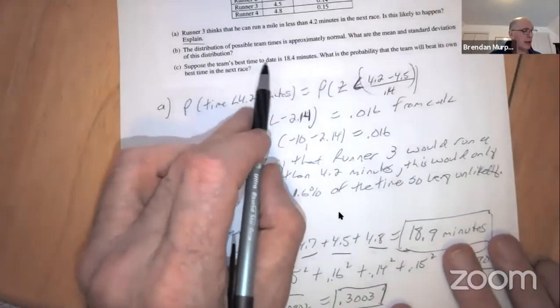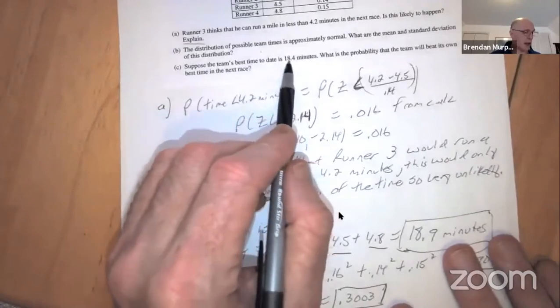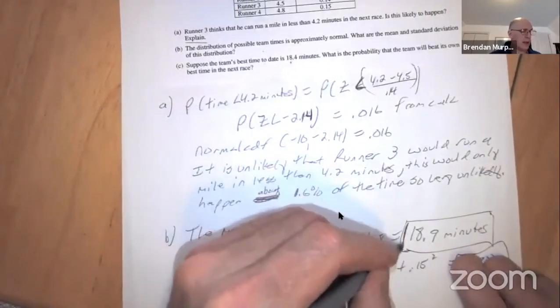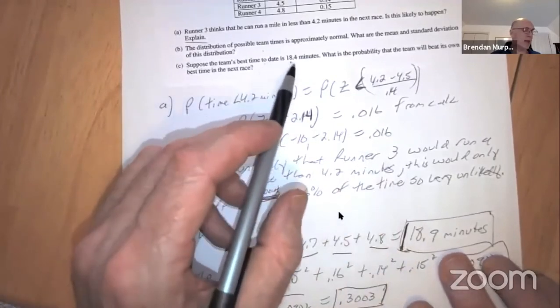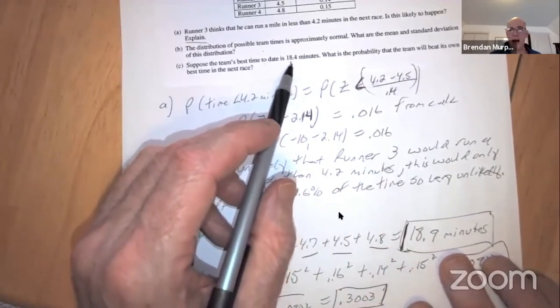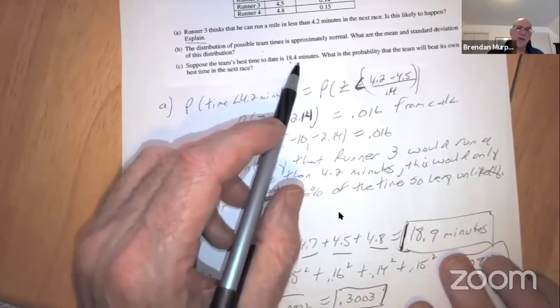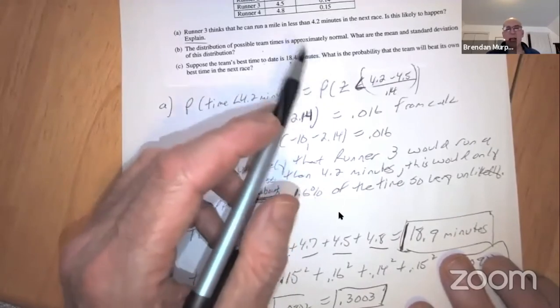Suppose the team's best time to date is 18.4 minutes. So their mean or expected time is 18.9 minutes. Can they run a combined 4 miles in 18.4? My gut says no, but again, I need to do some mathematics. What is the probability the team will beat its own best time in the next race?